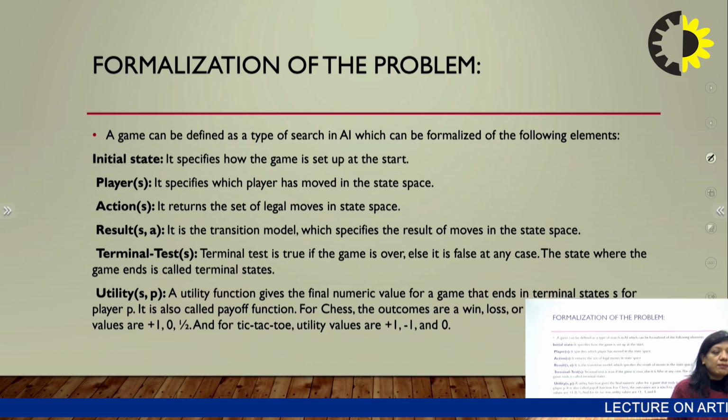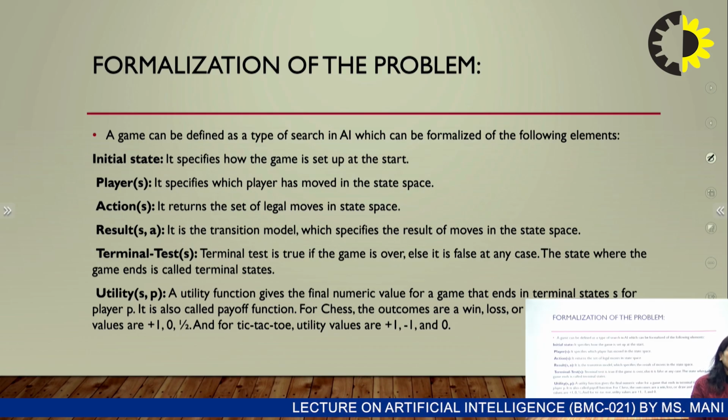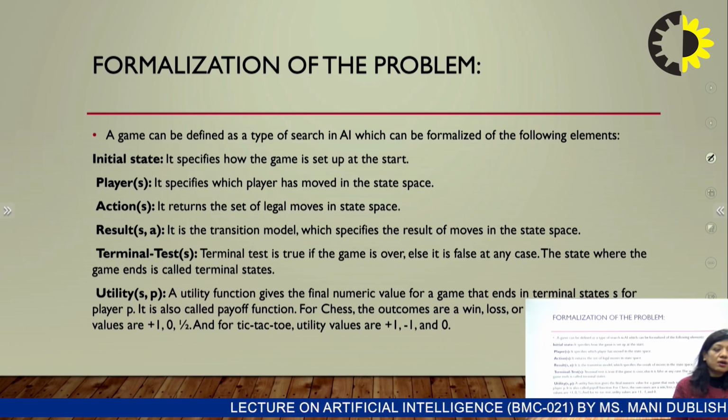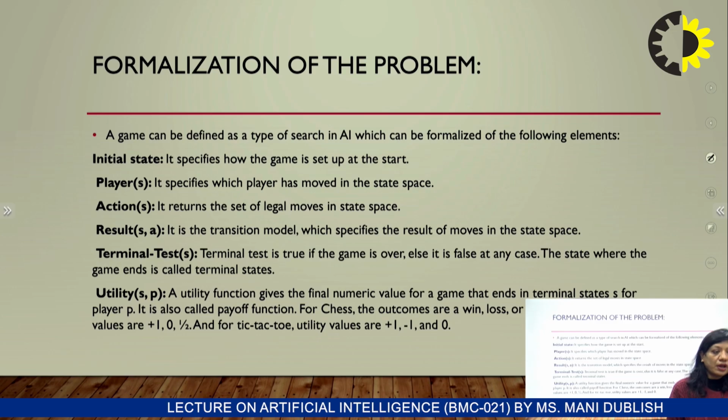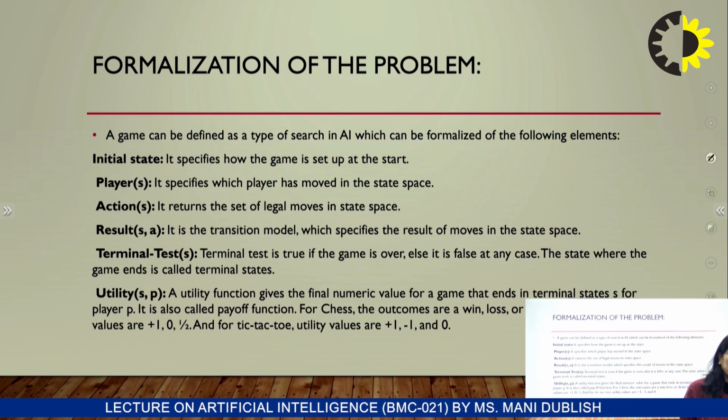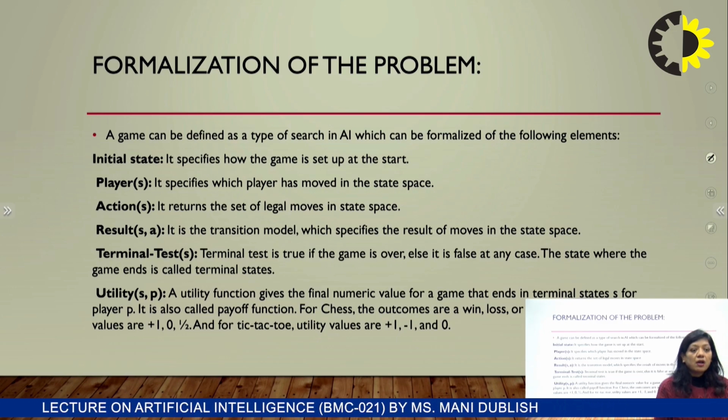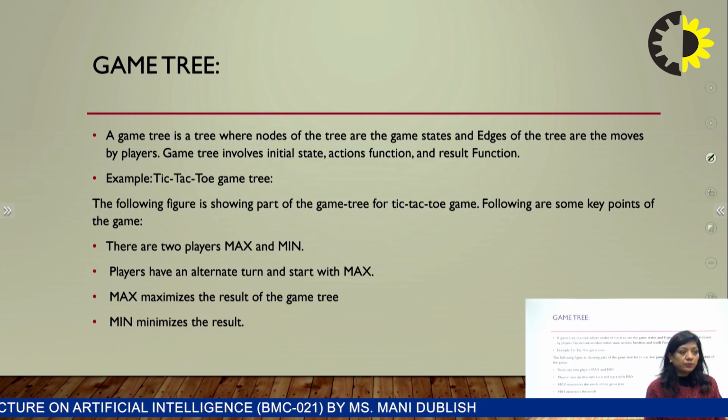So utility means a utility function gives the final numeric value for a game that ends in the terminal state for player P. It is also called the payoff function. For chess, the outcome would be win, loss, or draw, and its payoff values are 1, 0, and half. And for tic-tac-toe, utility values would be positive 1, -1, and 0.